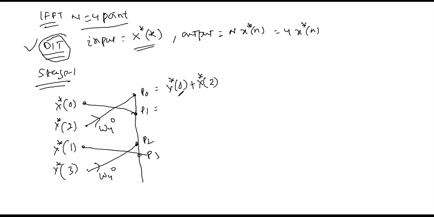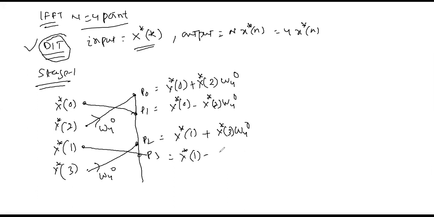Then this is your x conjugate 0 plus x conjugate 2 multiplied by omega 4 0. This is x conjugate 0 minus x conjugate 2 multiplied by omega 4 0. Same here. This is x conjugate 1 plus x conjugate 3 omega 4 0. And this is x conjugate 1 minus x conjugate 3, omega 4 0. So this is the stage 1 calculation.